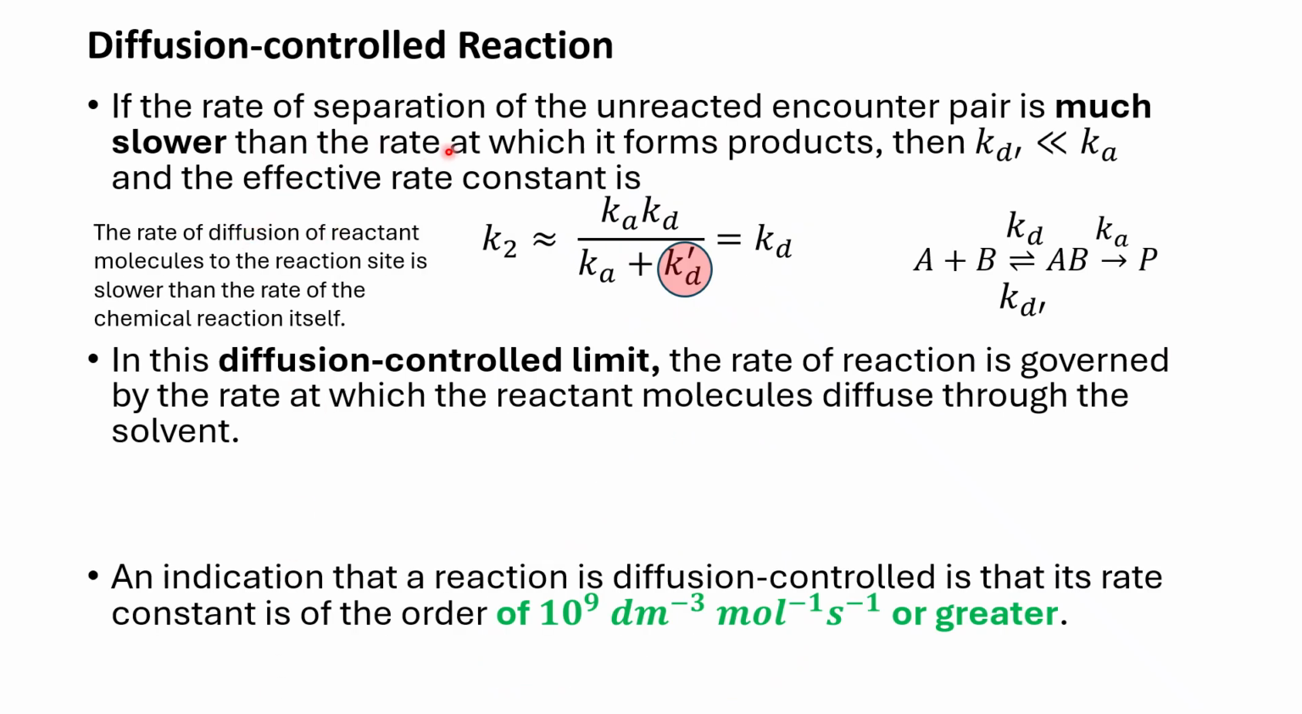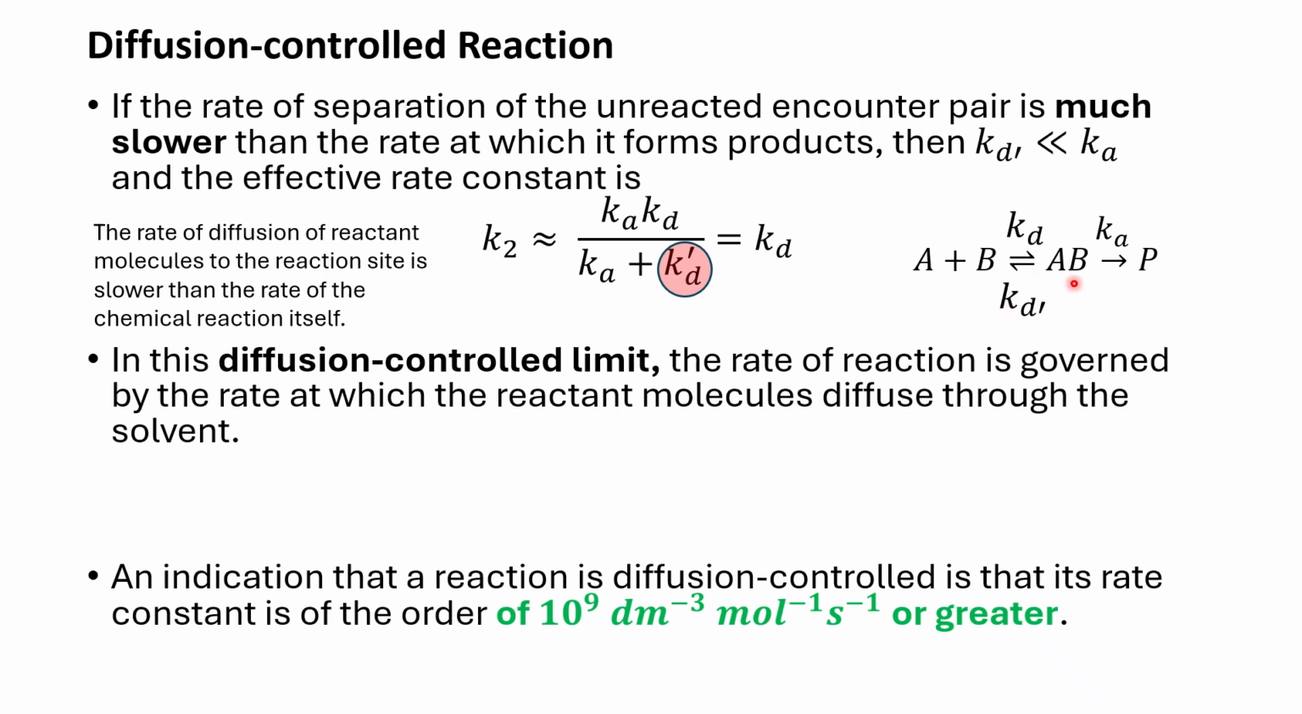There are two limits that can now be distinguished. The first one is if the rate of separation for the unreacted encounter pair is much slower than the rate at which it forms the product. The first case involves the dissociation of this encounter pair back to their reactants, if this rate Kd prime is much smaller compared to Ka. Or we say that the rate of diffusion of the reactant molecules to form the encounter pair at the reaction site is much slower than the rate of the chemical reaction resulting in the product formation.